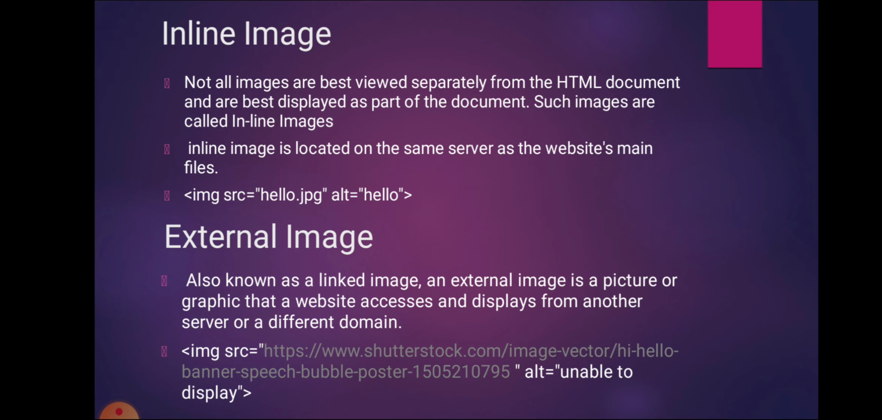For example, suppose one image is stored in my documents, in folder ABC, and if we want to add that image to our web page, we can write img src equals my documents slash abc slash, suppose image name is hello.jpg, then we add slash hello.jpg. This is inline image. Why? Because that image hello.jpg is stored on our same server, or it is stored on our PC. That's why we can call it an inline image.